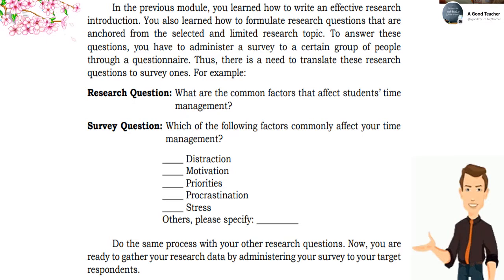For example, research question: what are the common factors that affect students' time management? Survey question: which of the following factors commonly affect your time management? Distraction, motivation, priorities, procrastination, stress. Others, please specify. Do the same process with your other research questions. Now, you are ready to gather your research data by administering your survey to your target respondents.